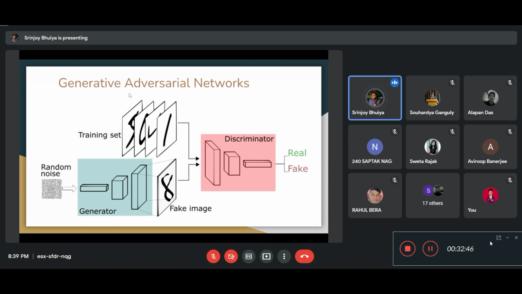Now, this was developed by a person called, I think, Ian Goodfellow. I'll just check.